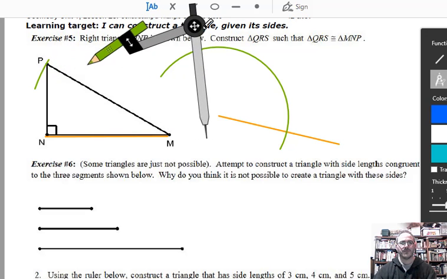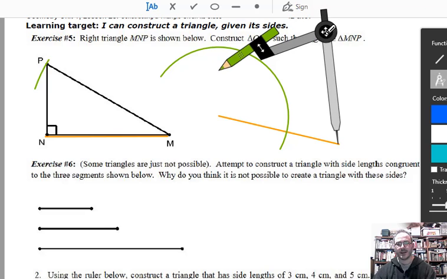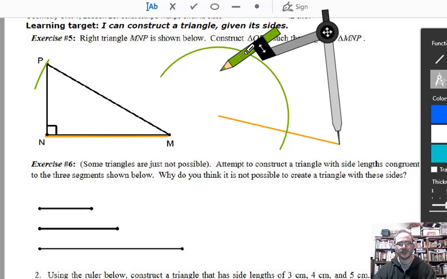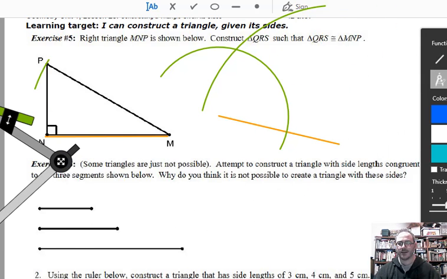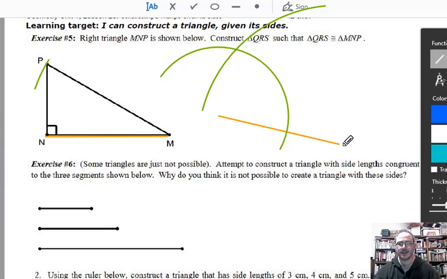So now I'm going to move my compass over to my other edge, and I want to draw this arc. All right, I've got it, folks. All I have to do at this point is connect this point to that point, and then this point to this point. And now this triangle here, which I will call, let's see, this one is MNP.